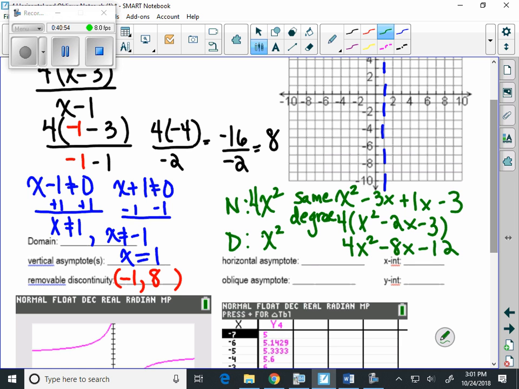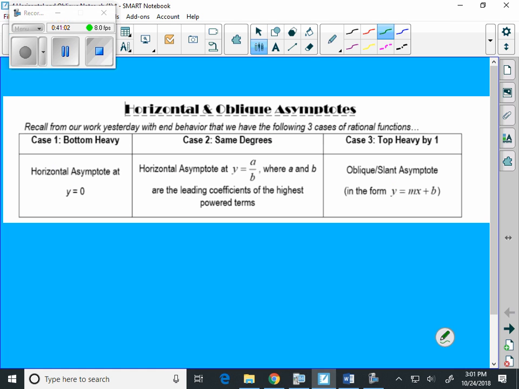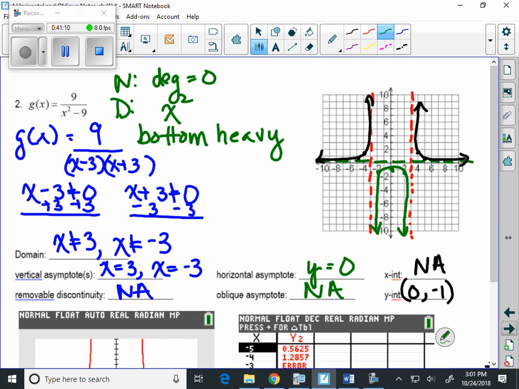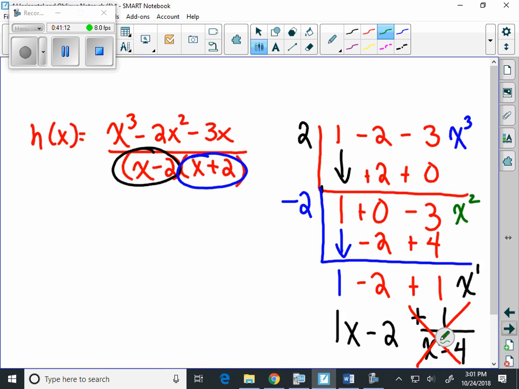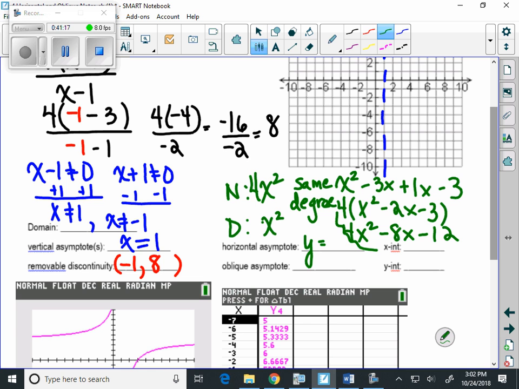And as we look back to our chart here, when the degrees are the same, we're going to have a horizontal asymptote at y equals a over b. Well, our horizontal asymptote then is going to be at y equals 4 over 1, and you can write it as y equals 4. By the way, if we have a horizontal asymptote, then we don't have an oblique.